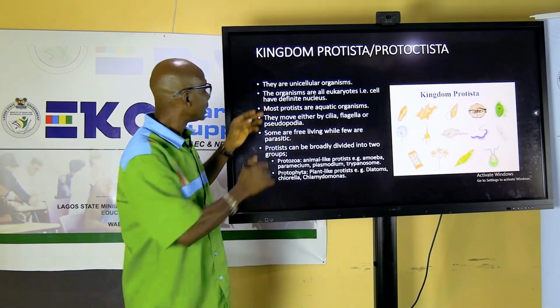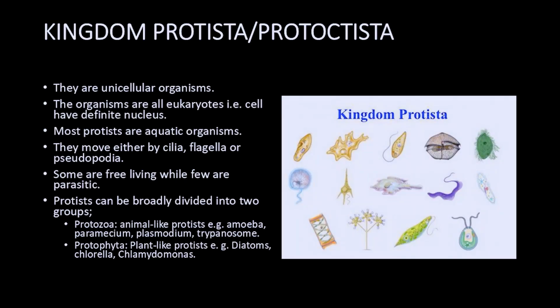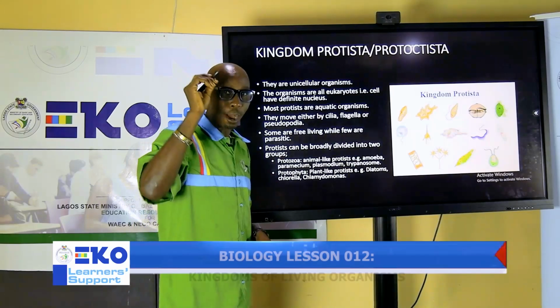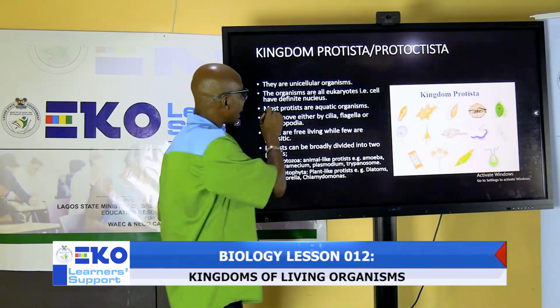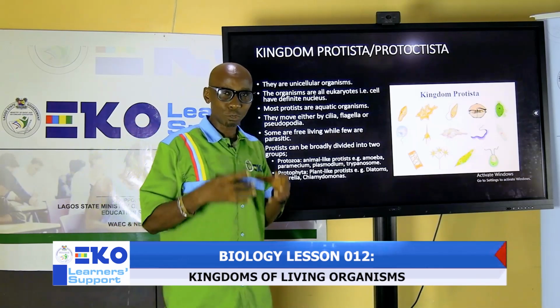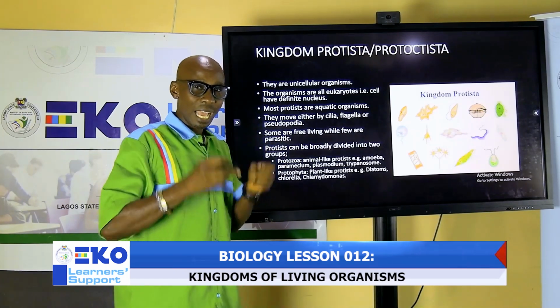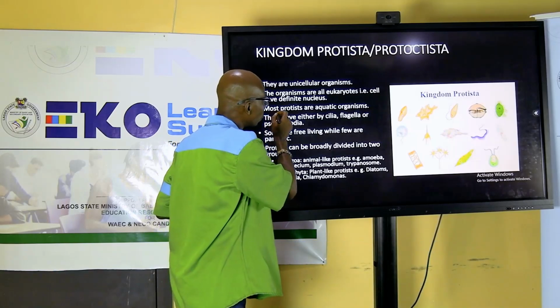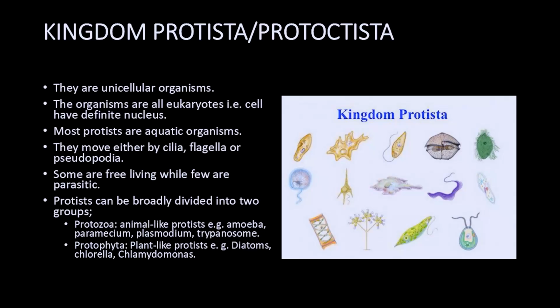Here they are unicellular organisms. That means they are just one cell organism, like bacteria. Most of them are also microscopic. These organisms are eukaryotes. That means in their cell, you can see the nucleus clearly and organelles clearly. Most of them are aquatic because they live a simple nature. That is why most of them are found inside water.